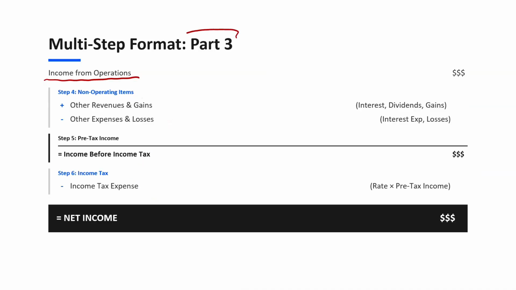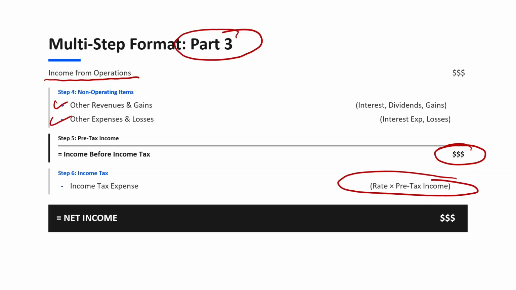Now we can move to part 3. We are going to account for non-operating items, which include other revenues and gains and other expenses and losses. Once we factor those in, we reach income before income tax. From here, we calculate our income tax expense. In the end, we reach the net income. This completes the full picture of a company's profitability for the period.